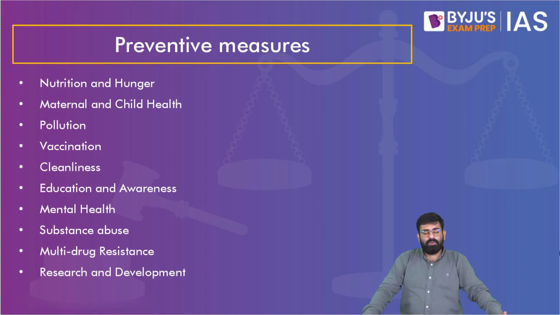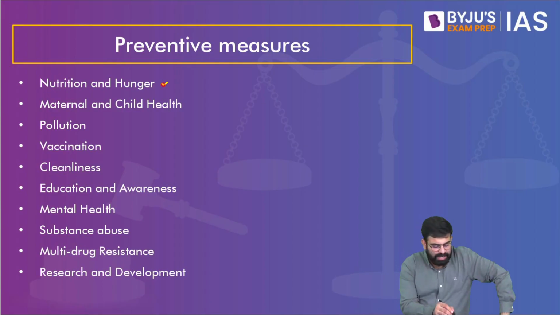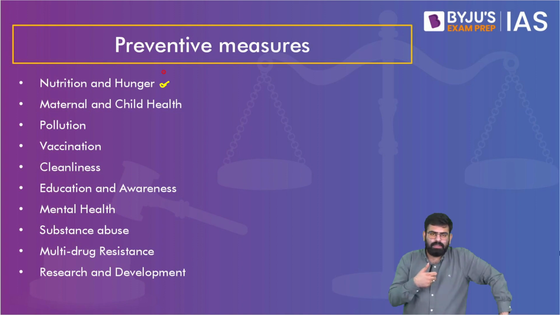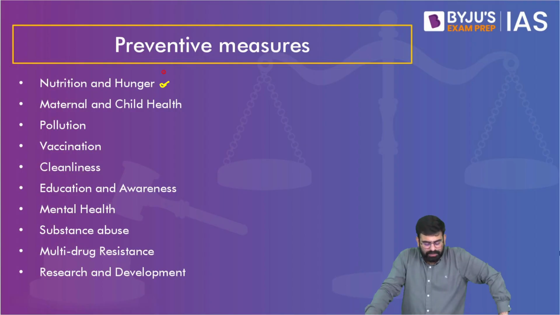Okay, now just think of various preventive measures. So nutrition and hunger have been covered comprehensively. We're saying that nutrition is one of the basic determinants of health. If you're not getting proper nutrition, if you're malnourished, the chances are you will fall sick very easily. Your system would not be immune. Your body would not be immune to a lot of things.